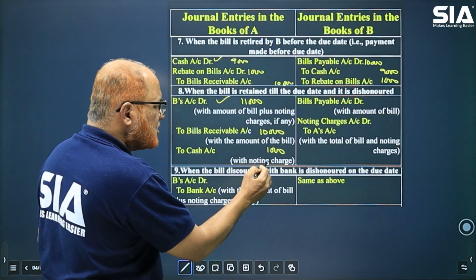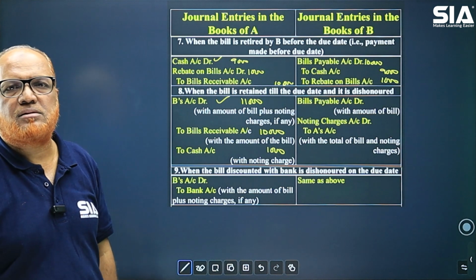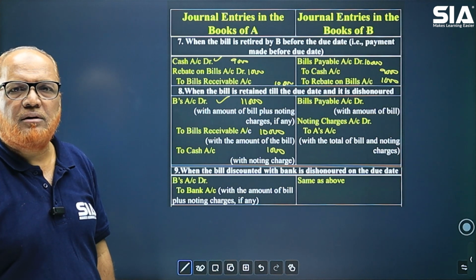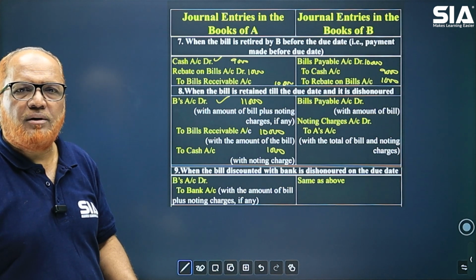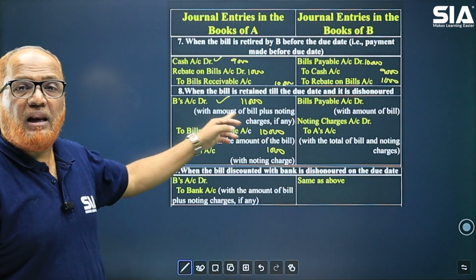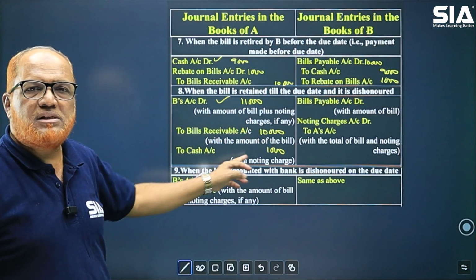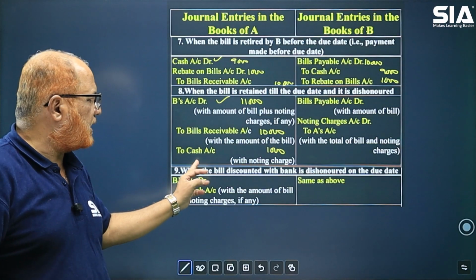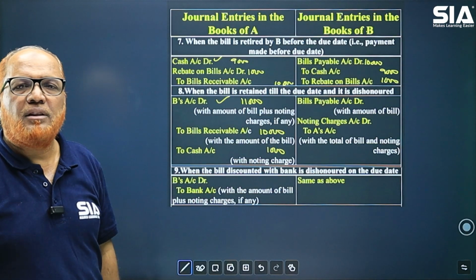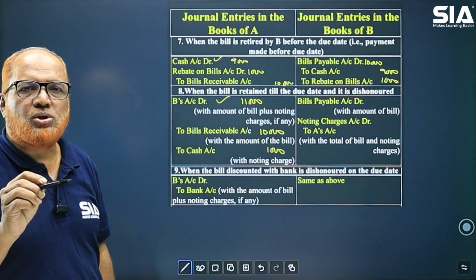This 1,000 cash is noting charges. So again I repeat, whenever the bill is dishonored, B's account debtor 11,000 including noting charges. B is a bills receivable 10,000 and bank or cash 1,000. This is the entry when the bill is dishonored.